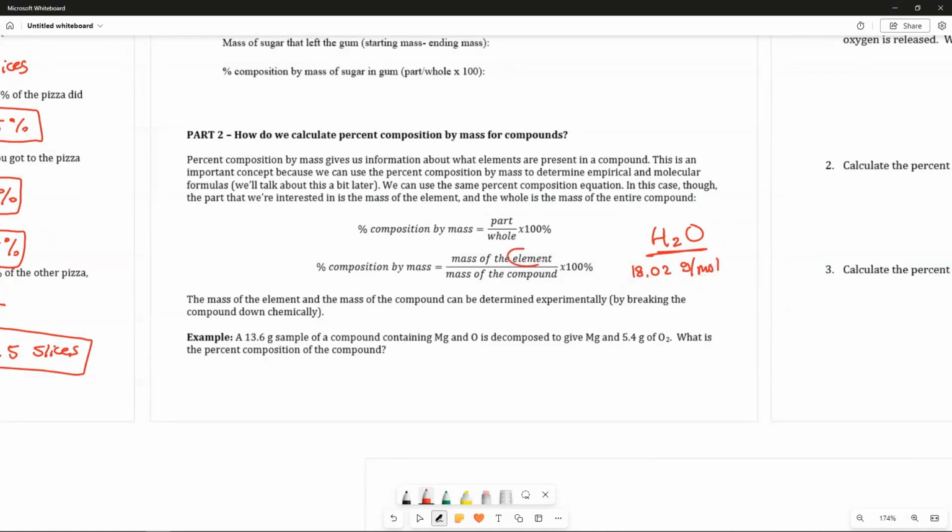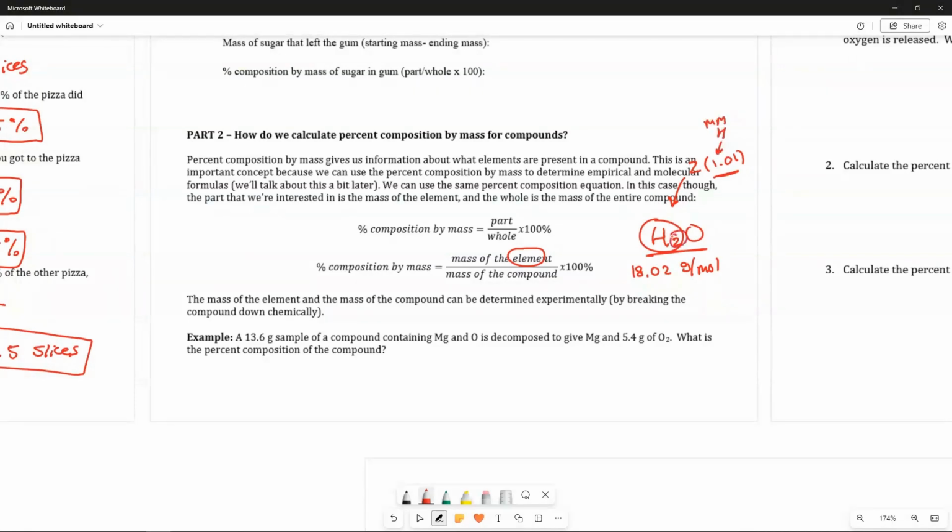And we would know that the mass of the element would be the molar mass of whatever element that we want to find. So if you wanted to find the mass of hydrogen in water, there's 2 hydrogens, so 2 times 1.01, which is the molar mass of hydrogen.